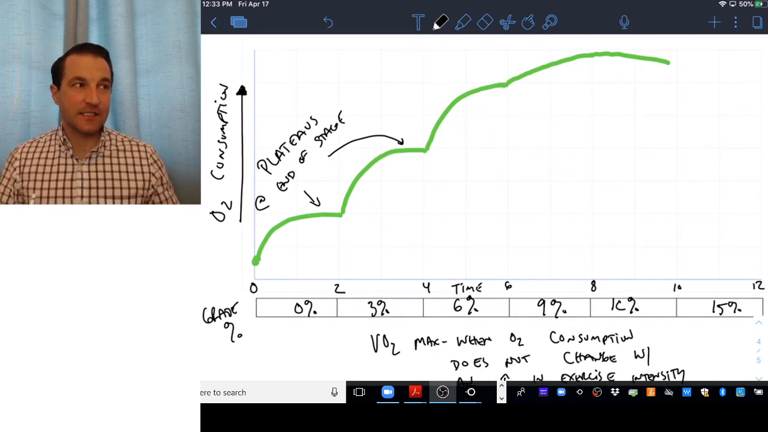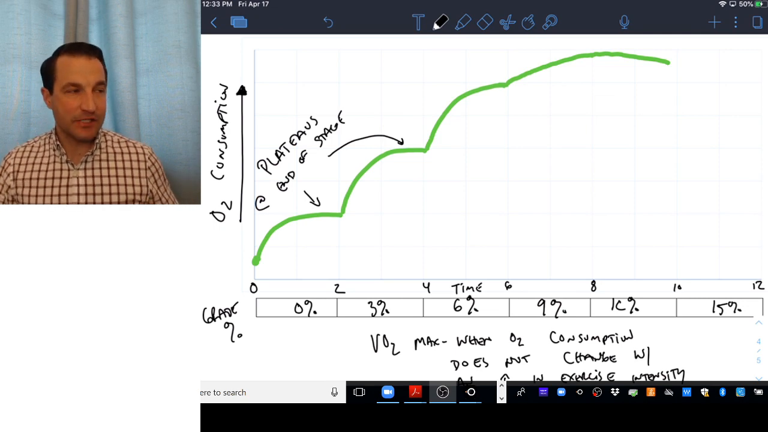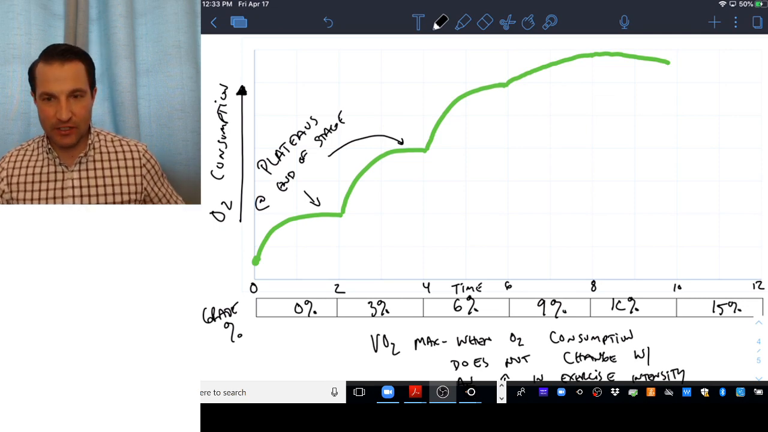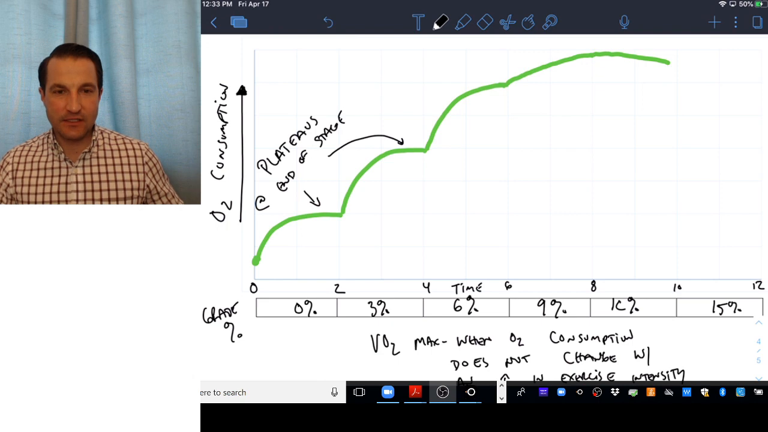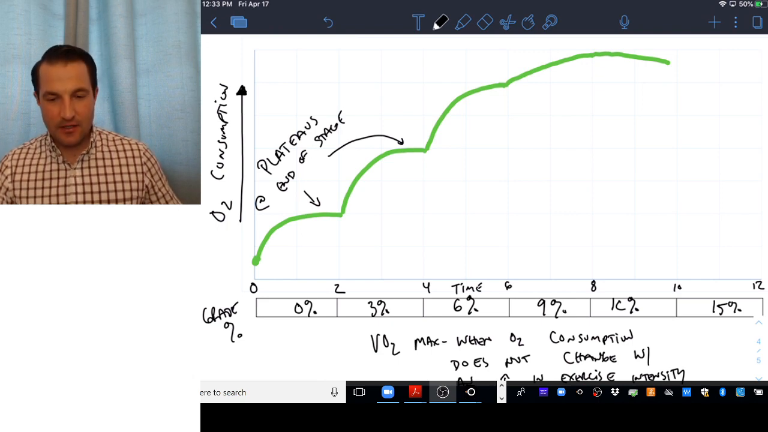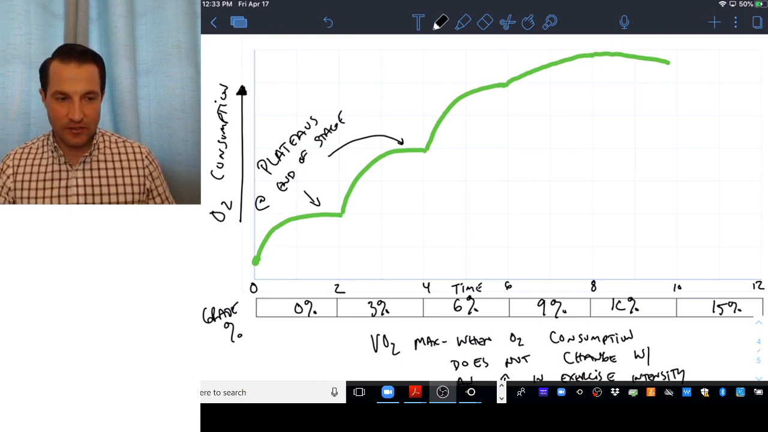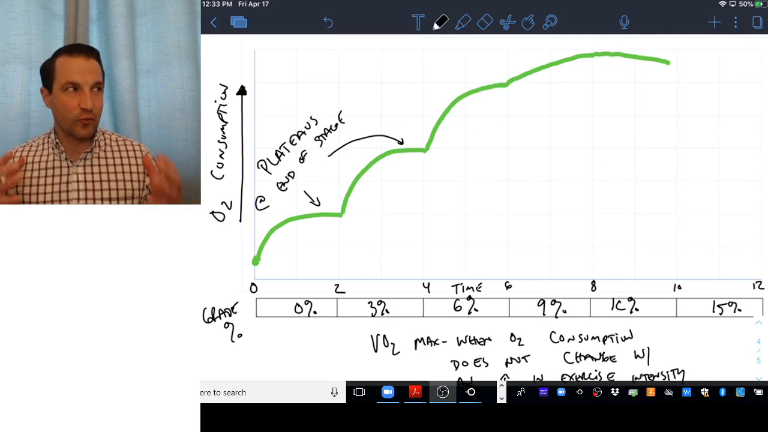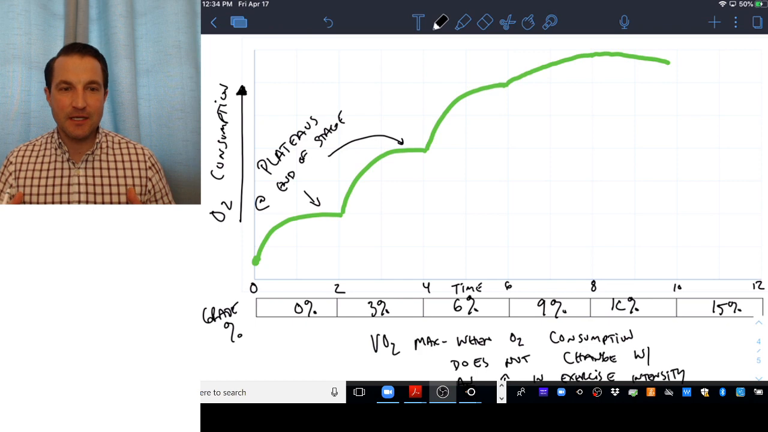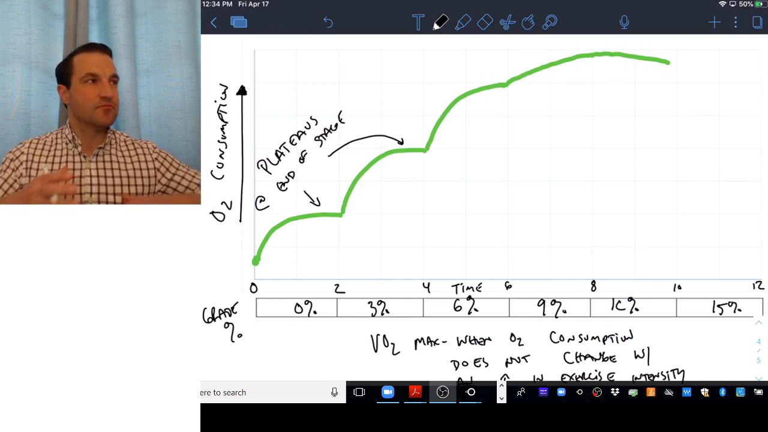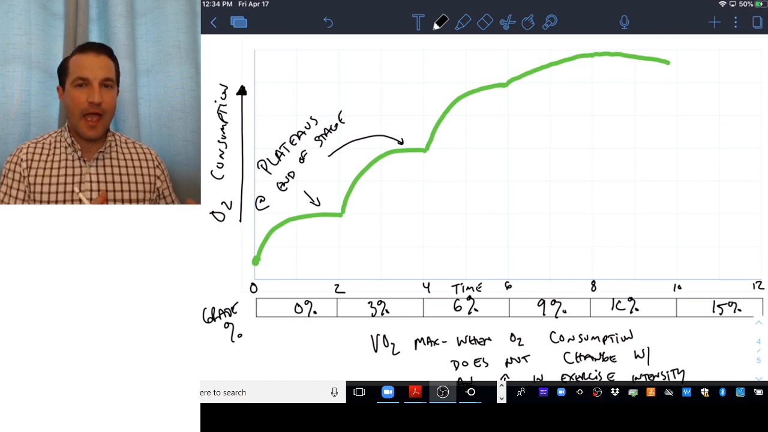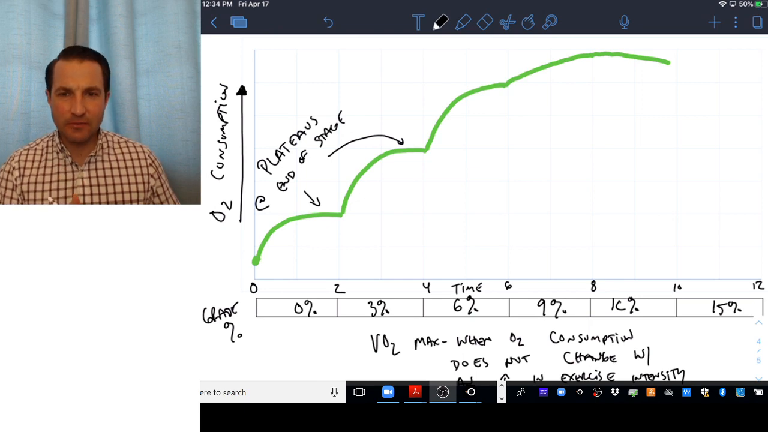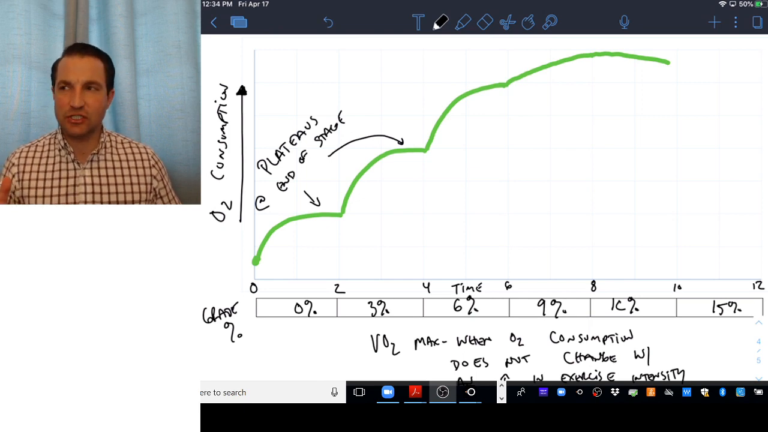What just happened above? Our exercise intensity went from walking at 9% grade to walking at 12% grade. Did exercise intensity increase? Yes. If exercise intensity increases, do we need a faster rate of ATP production? Yes. If we're going to need more ATP, guess what we need to make that ATP? Oxygen. Okay? However, our oxygen consumption between those stages didn't change.